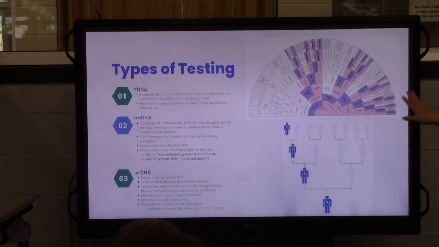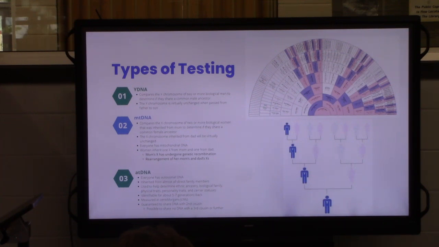Now, let's talk about Y DNA really quick. So, we know that Y DNA is only on the Y chromosome, right? And that Y chromosome is only passed from father to son. So, ladies, hold on for just a second. We'll get to you in just a little bit. But this test for Y DNA compares that Y chromosome of two or more biological men to determine if they share a common male ancestor. This is one of the ways in which we track our ancient human migrations over the period of thousands of years, which is kind of crazy to think about. But this is how we do this now.